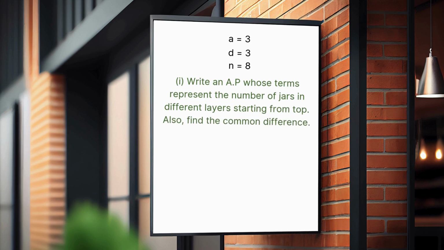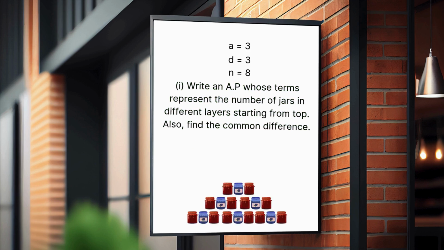Now, first, write an AP whose terms represent the number of jars in different layers starting from the top and also find the common difference. So AP would be 3, 6, 9, 12, 15, 18, 21, 24. And the common difference as we found out is 3.